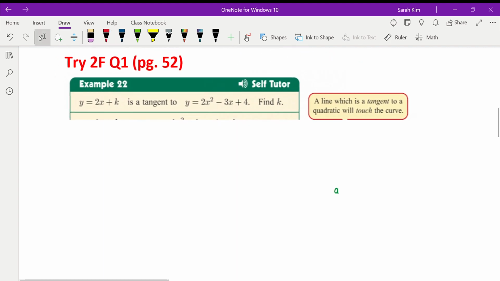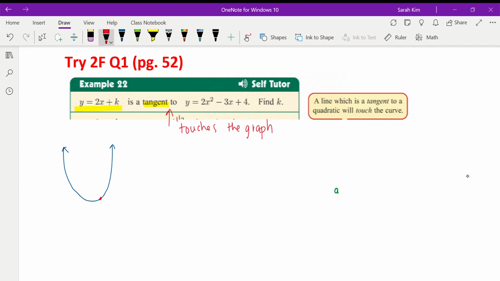Let's try one more. We've got a bit of an unknown, so it's going to be a little bit more tricky, okay? y equals 2x plus k is a tangent to the graph. Now, tangent's a bit of a tricky word. Let's say this is that graph. I know that because a is greater than 0, it's a concave up graph. Tangent is a way of saying it touches the graph. So it's telling us that it's going to touch at one intersection.